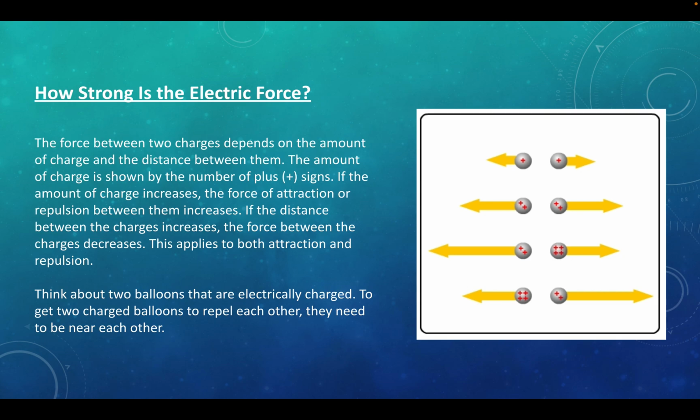How strong is the electric force? The force between charges depends on the amount of charge and the distance between them. So this force of attraction does change. It's not the same for everything everywhere. You can kind of attribute that to the similarities we were doing with gravity or kinetic energy. Not everything has the same kinetic energy.